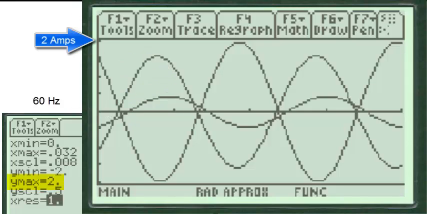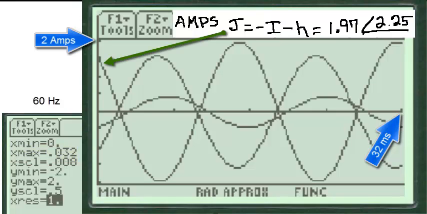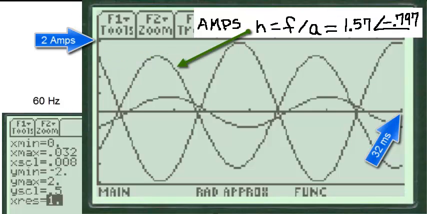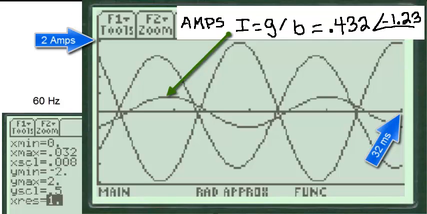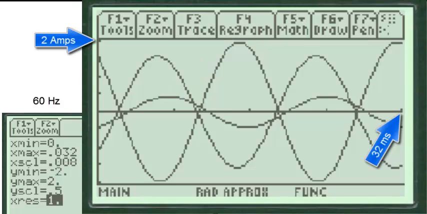2 amps maximum will capture the largest signal. 32 milliseconds will give us 2 cycles. J is the largest signal. H is the next largest with an amplitude of 1.57 amps. And 0.432 is the smallest signal.